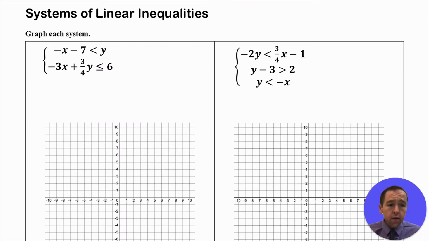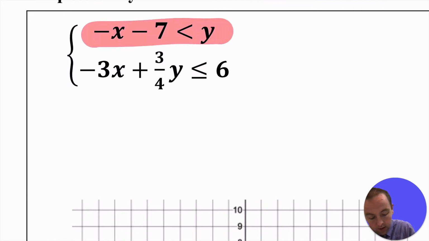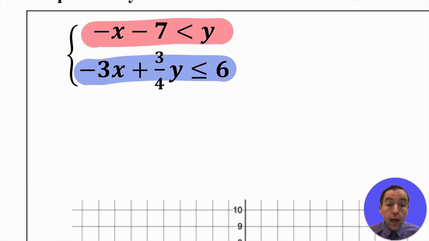What you're going to see here now are systems, and you can tell that because you've got the left braces right here grouping different conditions. Now, what you're going to see with these conditions, if I look at the first one right here, is that you've got the red condition and the blue condition, and they're actually both inequalities, because one's got a less than, the other one's got a less than or equal to.